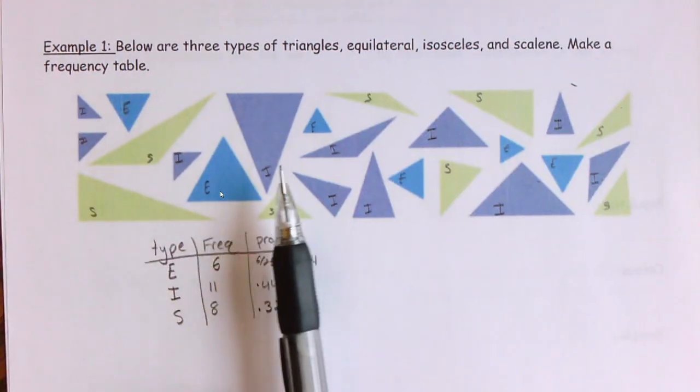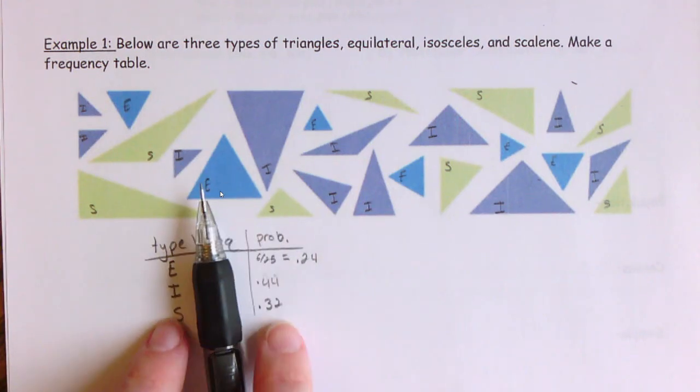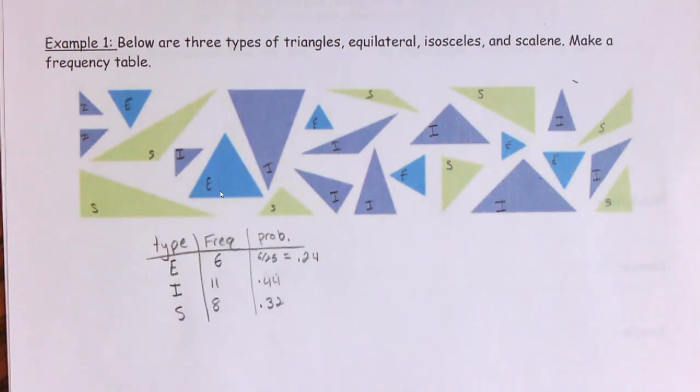Okay, so this is a frequency table. If we get rid of the frequency and just include the probability, then it becomes a probability table. So on the homework, they'll ask you to do some probability tables.